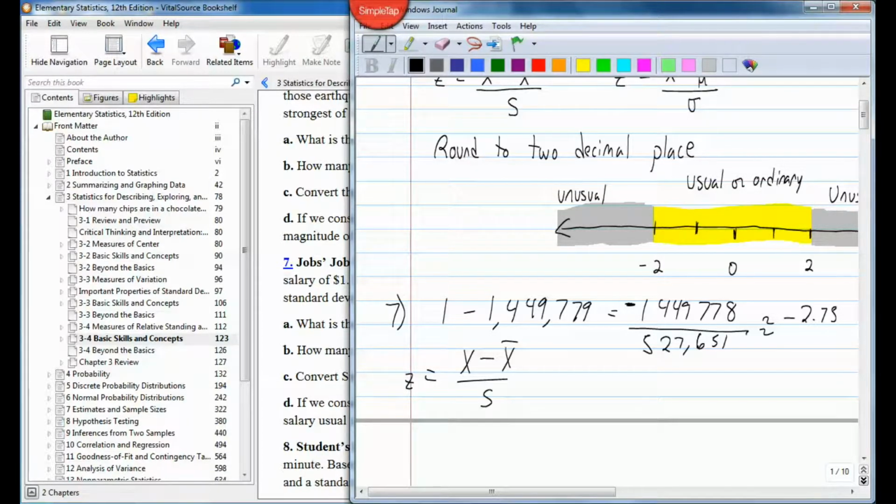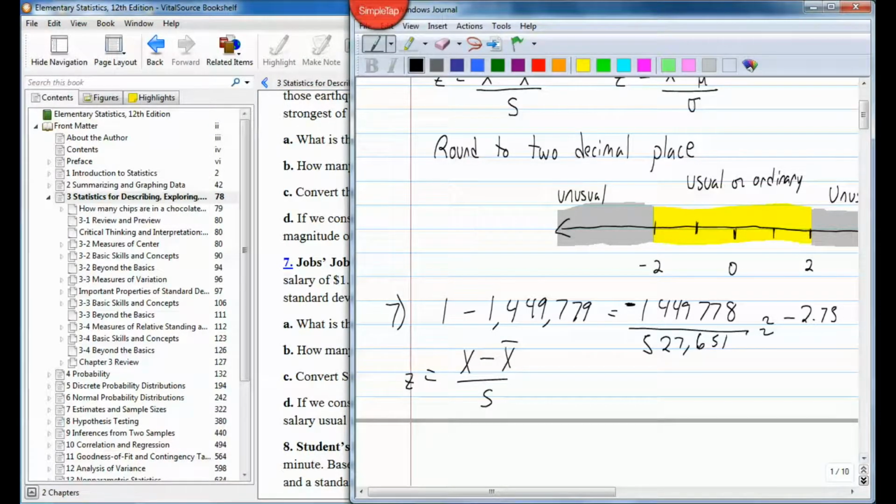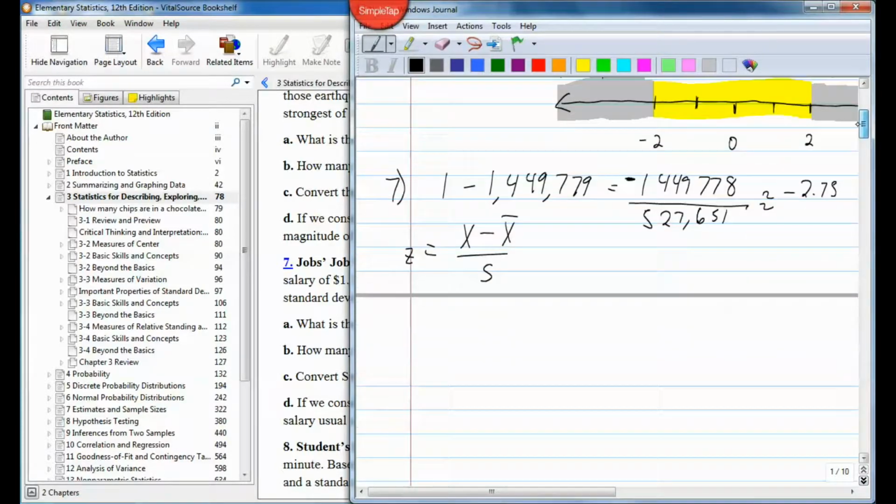Again, the first one and the second one in this problem are just stepping you through how to find the z-score. Step 3 says convert his salary to a z-score. Well, that's what we were doing. We found the z-score to be negative 2.7-whatever, and that was less than negative 2. So it's really easy to find a z-score. Not hard at all. Okay?